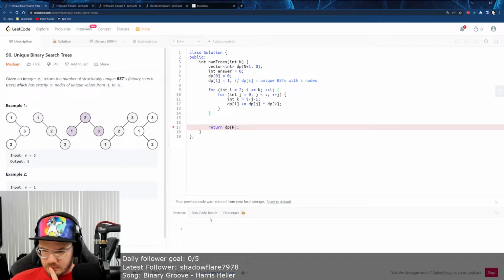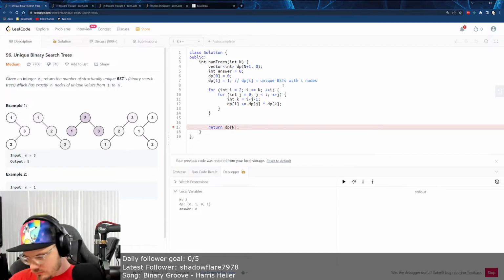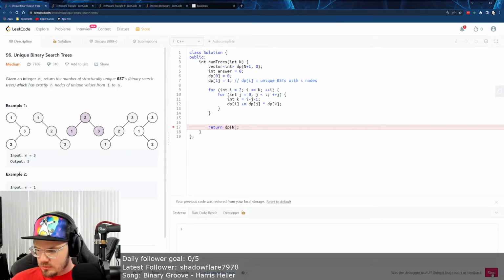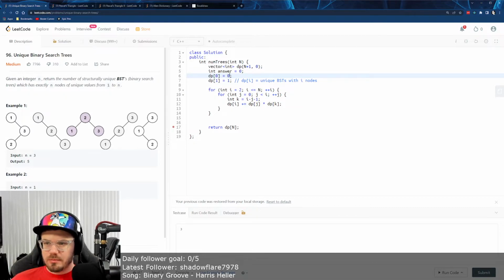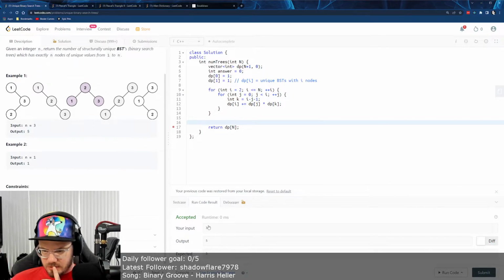What was the expected output? What's the test case? Oh, n equals 3. Okay, so the answer is supposed to be 5, so obviously we're way off. Okay, hold on a minute. The number of structurally unique binary search trees with 0 nodes is 1, because you just have no nodes, and that's the only one. So is that part of the problem? Okay, so that gets me correct output for that sample test case.